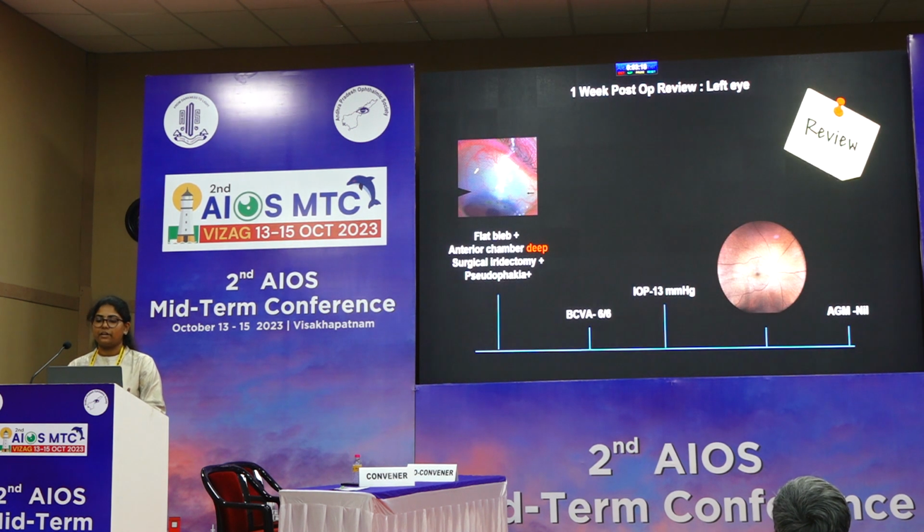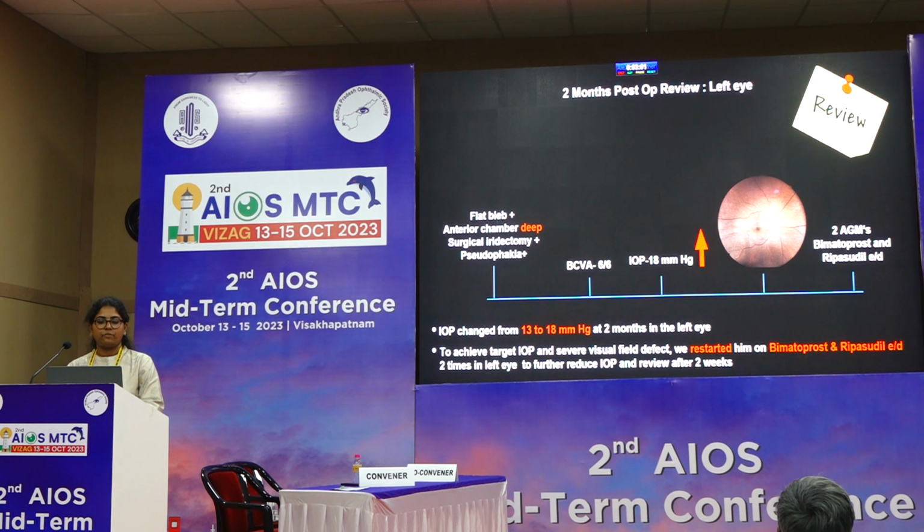The surgery went uneventful, and the patient came for 1 week post-op review. The anterior segment showed a deep anterior chamber with a flat bleb and surgical iridectomy scar. The best corrected visual acuity was 6/6, and his IOP was under control at 13 millimeters of mercury with no AGM. At the 2 months post-op visit, the same anterior segment findings were there, the same visual acuity, but his IOP had increased from 13 to 18 millimeters of mercury.